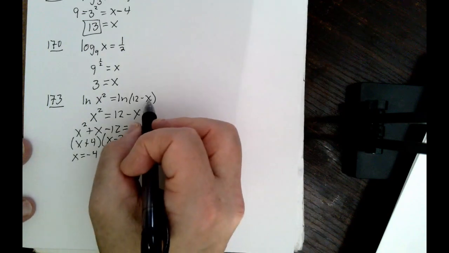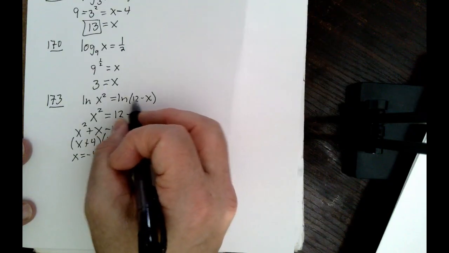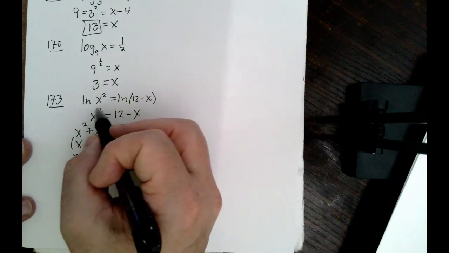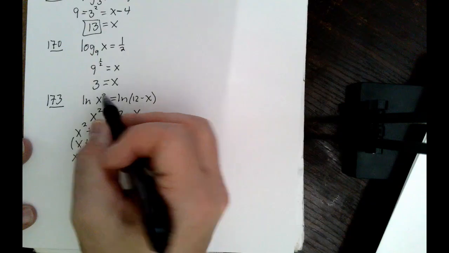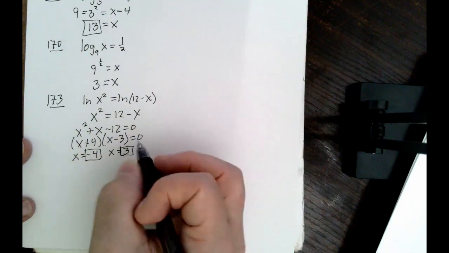Now when you plug in a minus 4 here, you actually get positive 16. You plug in a 3 here, you get a positive 9, so that's okay. And over here, no matter what number you plug in when you square it, it's going to be positive. So both of these are legitimate answers.